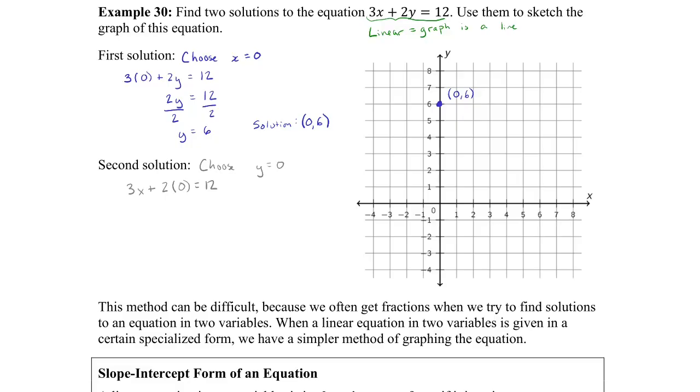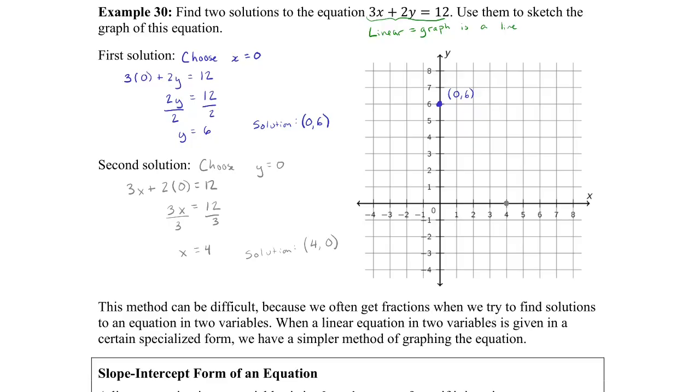Well, 2 times 0 is just 0. Adding 0 doesn't do anything. So we just have 3x equals 12. That's great. We'll divide both sides by 3. We get x equals 4. So our second solution is going to be x is 4, y is 0, which is this point in the coordinate plane.